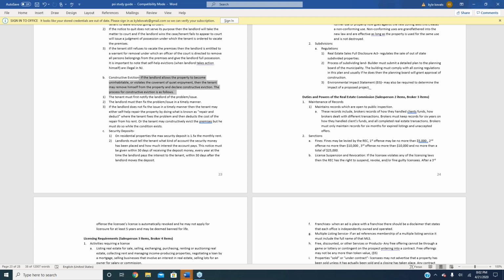Now, the other option instead of number 3, if you really like where you live, you can seek what's called repair and deduct. In other words, you can pay somebody to come out and repair it and then deduct it from your rent.